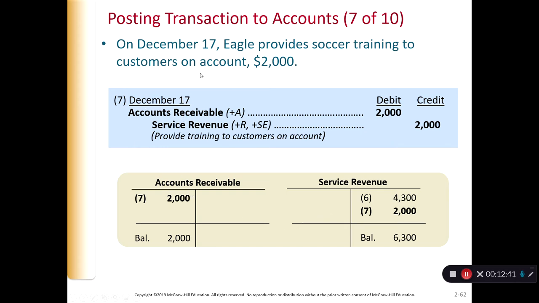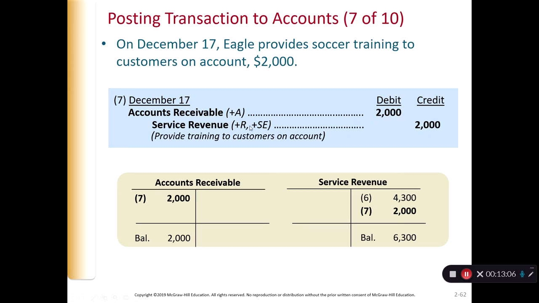Okay, so December 17th, Eagle provides soccer training again to the customer on account. This kind of on account, instead of we owe other people, means people owe us money. We provide service to the customer and the customer hasn't paid us. Hence, there are two accounts being impacted. One is the accounts receivable account and another one is the service revenue account, right? And both of them are $2,000.